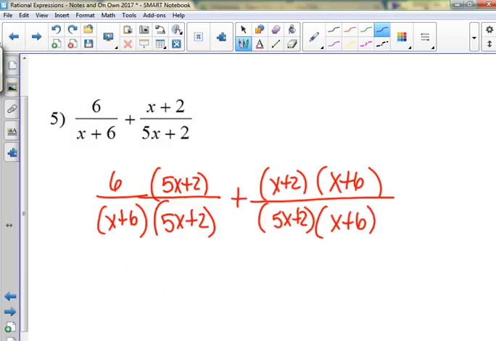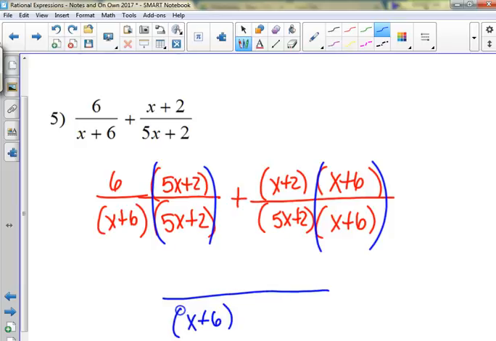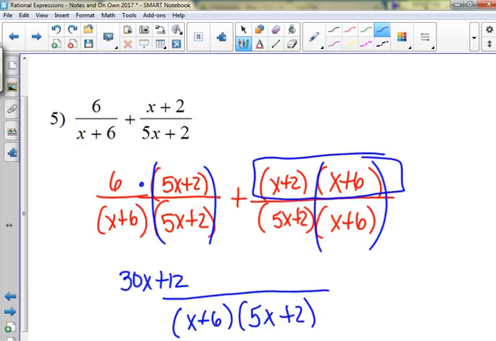We're multiplying here by a form of 1 and here by a form of 1 so that we're able to add them together. The denominator, I'm okay with you leaving factored. But the numerator, I need you to multiply it all together so that we can simplify and add like terms. So what's going to happen when you do 6 times 5x plus 2? And over here, we have to do what?